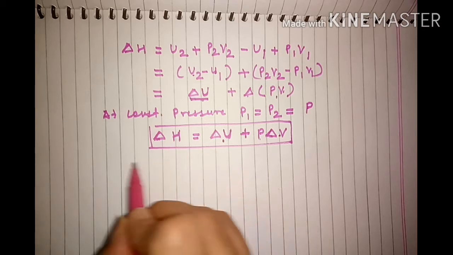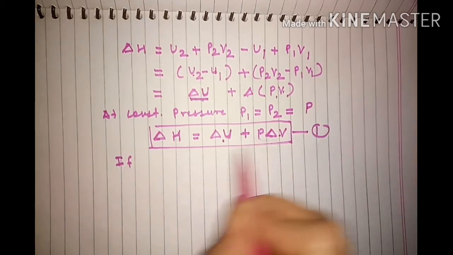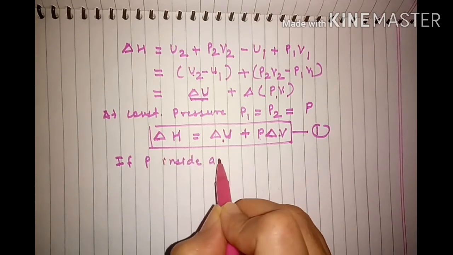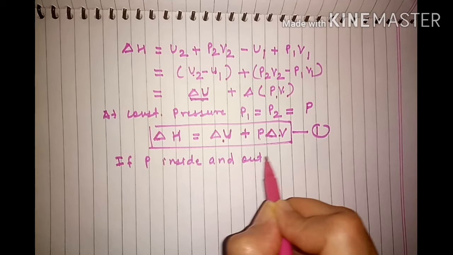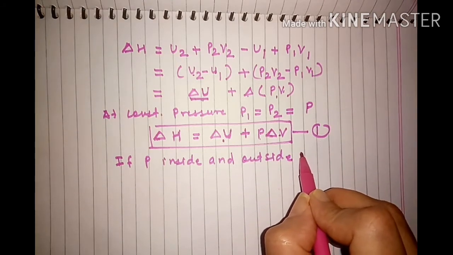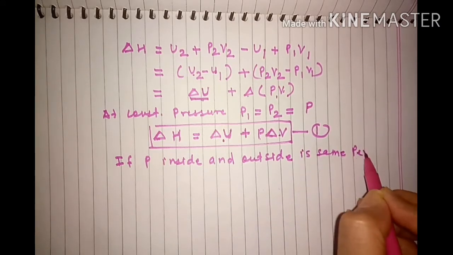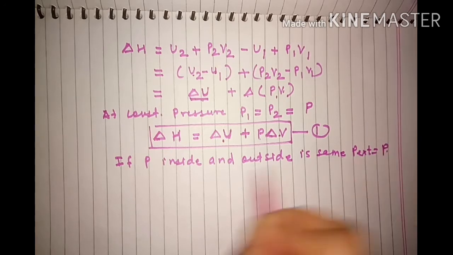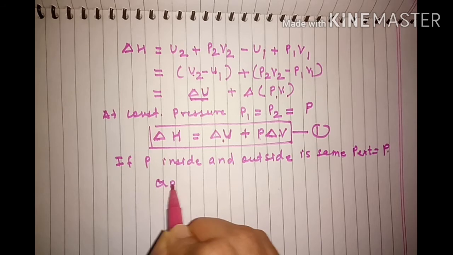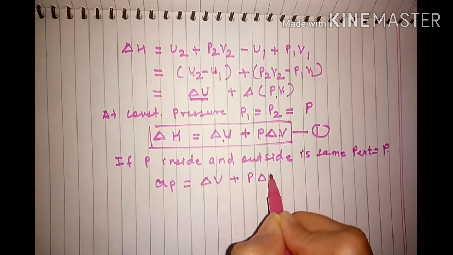Now here again, if this is equation number 1 here. If the pressure inside and outside the system is same, means if P external equals to P inside and outside is same, it means that P external would be equal to P. So you can write for this QP equals to delta U plus P delta V.